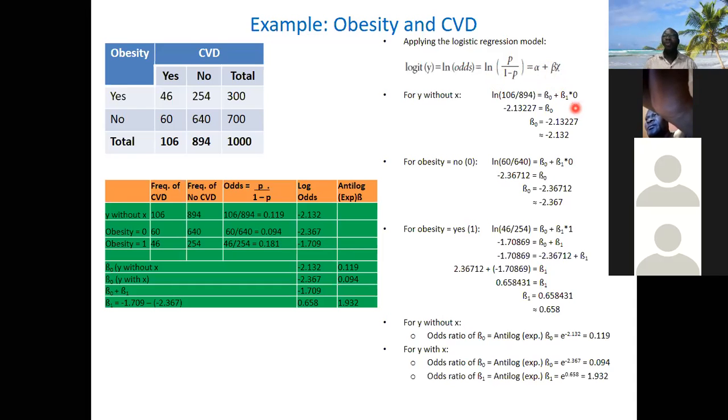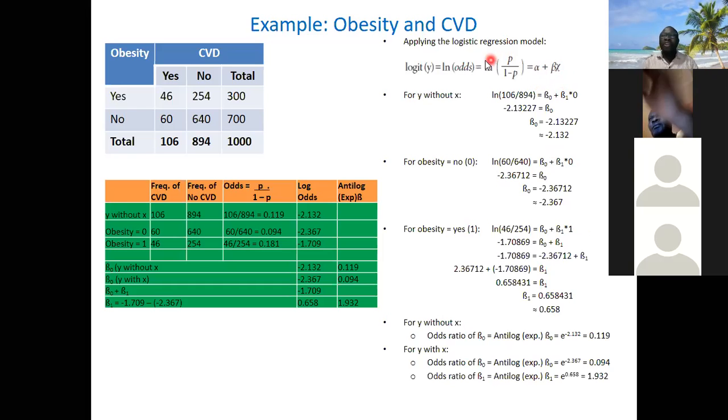If it's going to be multiple now, you're going to see that we're going to have more than one beta. We have beta 1, beta 2, beta 3, up to the number of independent variables that are there.